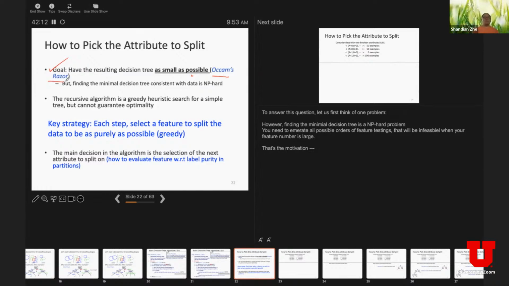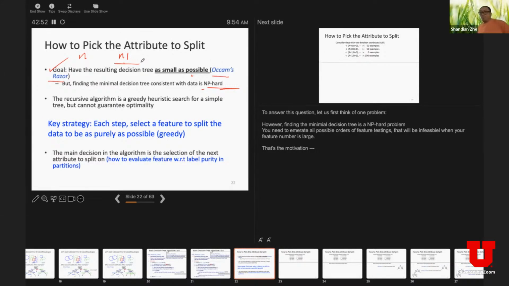But now let us assume that our goal is to find the minimum decision tree consistent with the data, right? However, if we want to find a global minimum decision tree, such a tree is very hard to find. The cost is very expensive. It's going to be NP hard. Why? Because imagine that you have to enumerate all possible orders of attributes to split the data. If you have n attributes, then such orders will take factorial of n. That's a very, very large search space. Even if you use a very smart pruning strategy, it will be very complex.